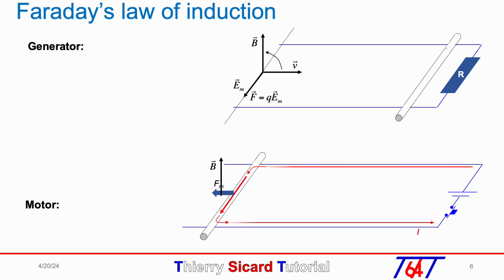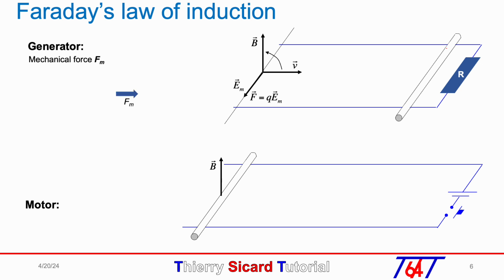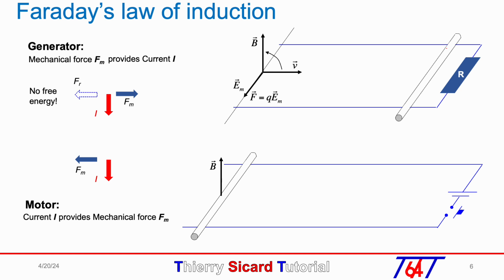If we compare now the generator on top and the motor on the bottom, we can say that for the generator we applied a force Fm to the right direction and we provided a current directed to the bottom. For the motor, we did the opposite. We applied a current directed to the bottom with a source voltage and we created a force directed to the left, which means in the opposite direction than the generator. This means that in the generator operation, we move the mobile rod to the right, but this move generates another force in the opposite direction. So this means free energy does not exist.